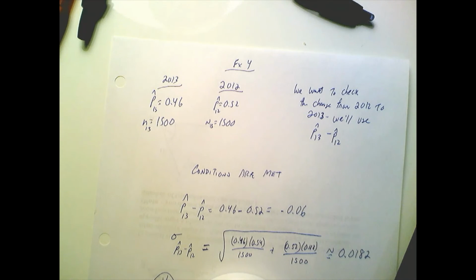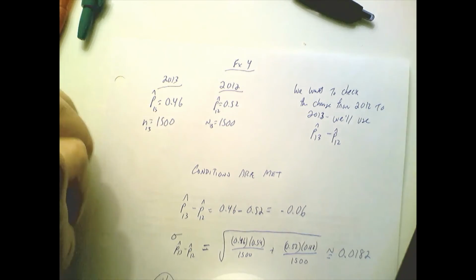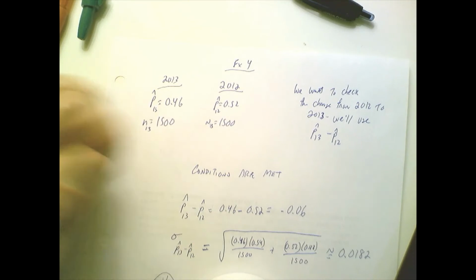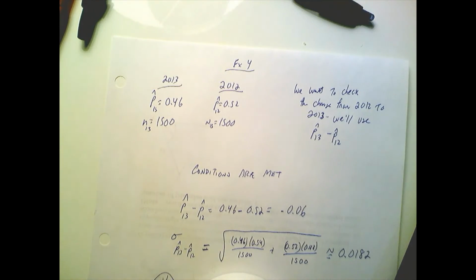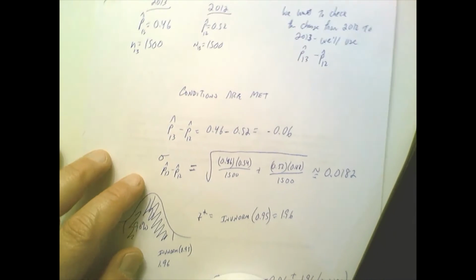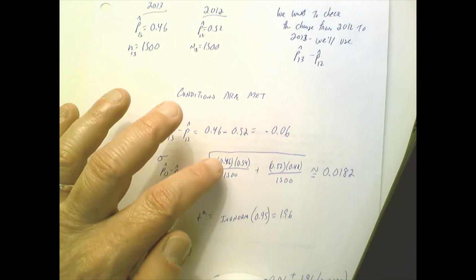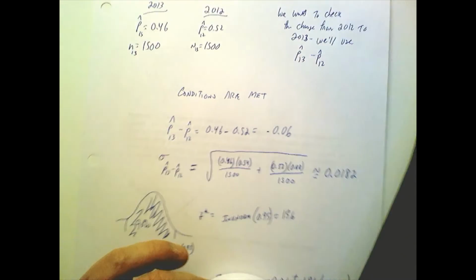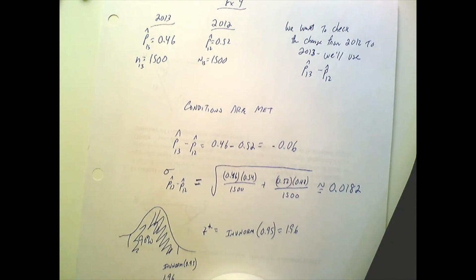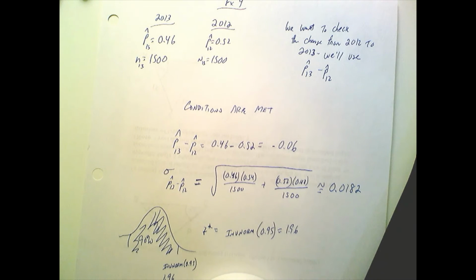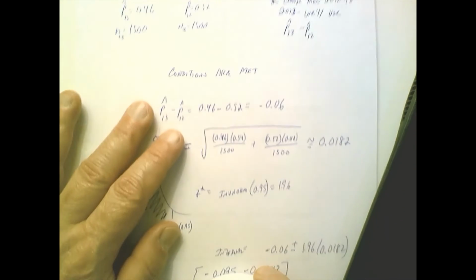So we're going to start. We need to build what's our distribution. Well, the distribution of the difference of the two proportions is p hat 13 minus p hat 12. That's negative 0.06. The approval rating did, at least in terms of the sample numbers, go down. What's our standard error? Well, 0.46 times 0.54 divided by 1,500 plus 0.52 times 1 minus 0.52, 0.48, again divided by 1,500. As we work these numbers through, that standard error will be about 1.8%, 0.0182.